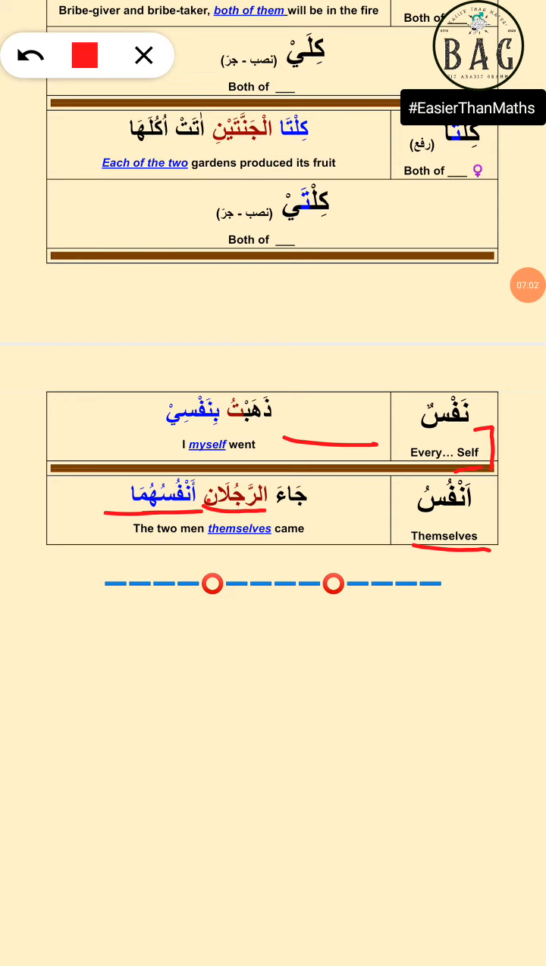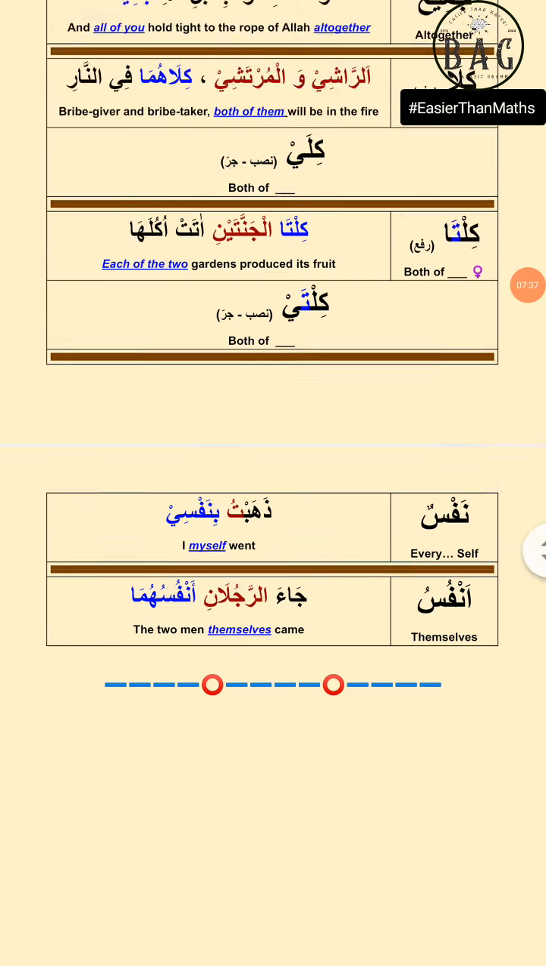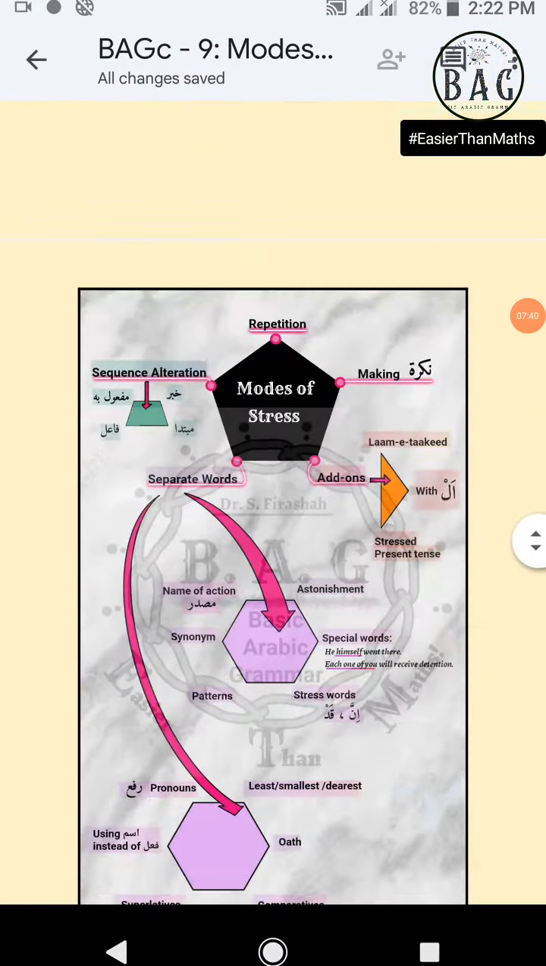But if I say the two men themselves came, it means that there is a certain stress in the fact that the two men came. Their physical existence was there at the spot wherever they had come. So that's what the presence of this themselves in the middle of the sentence gives. Ja'ar rajulani anfusuhuma, the two men themselves came. So these were our words for Takid Manvi, and I hope that you have understood it.